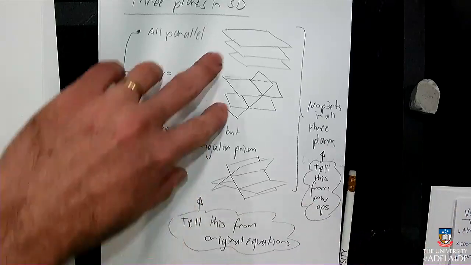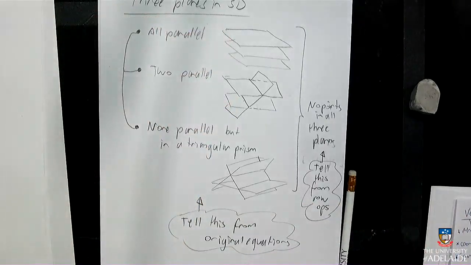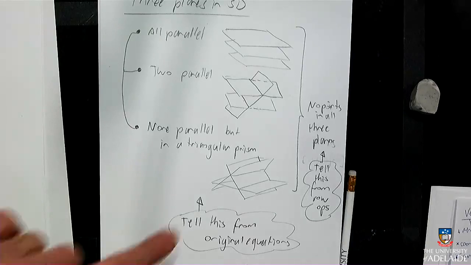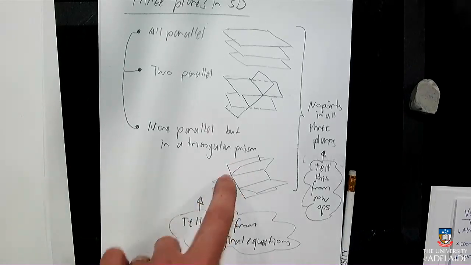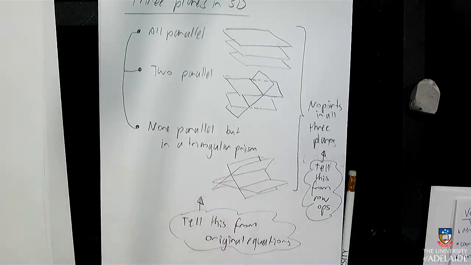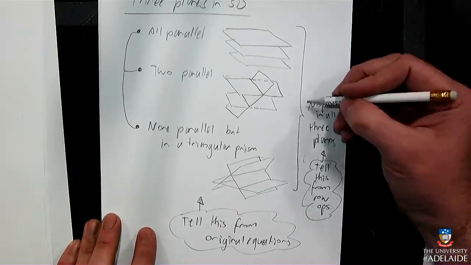So these two will be obvious from the beginning. You'll be able to tell if there are parallel planes, and you can just say, there are parallel planes, I'm stopping now, I don't have to do any work, I can tell that there's no points in all three. This one, you won't be able to tell from the original because they're not parallel to each other. Okay, so there's no points in all three planes, that's a possibility.